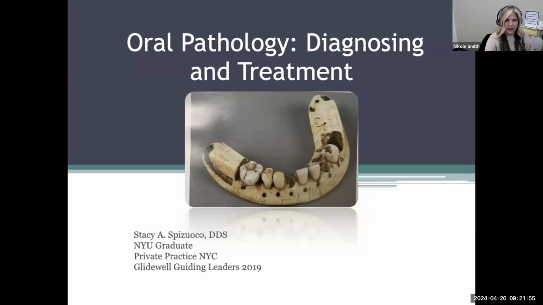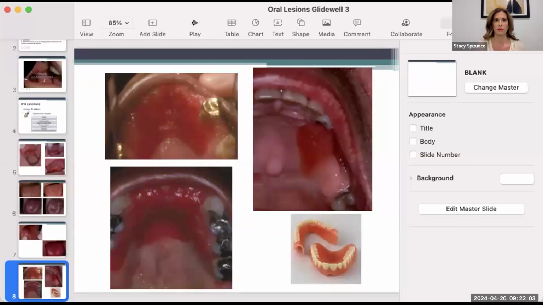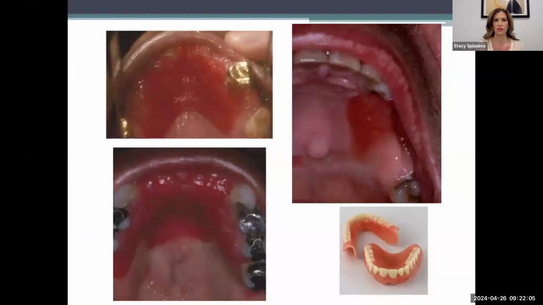Dr. Stacy, I'm not seeing any new slides. Oh. Okay. Can you see this one? Yes. Okay, so this is from a denture. See the denture? Yes. Okay, yeah, sorry about that.